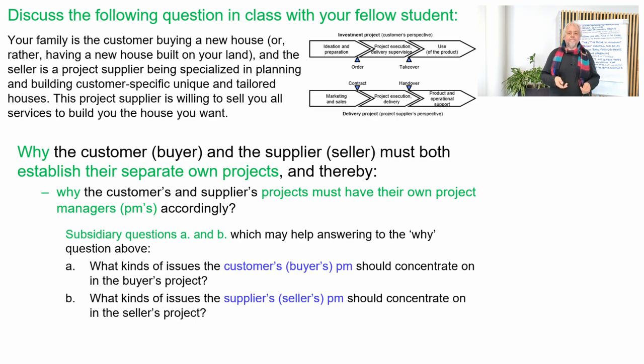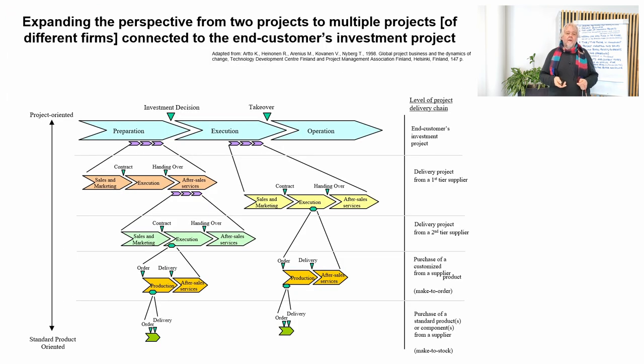Okay, now we can expand this picture from just having one single customer's and one single supplier's project side by side, where the supplier is delivering the whole project to the customer. We can expand it with this picture where at the top there is the customer's investment project.